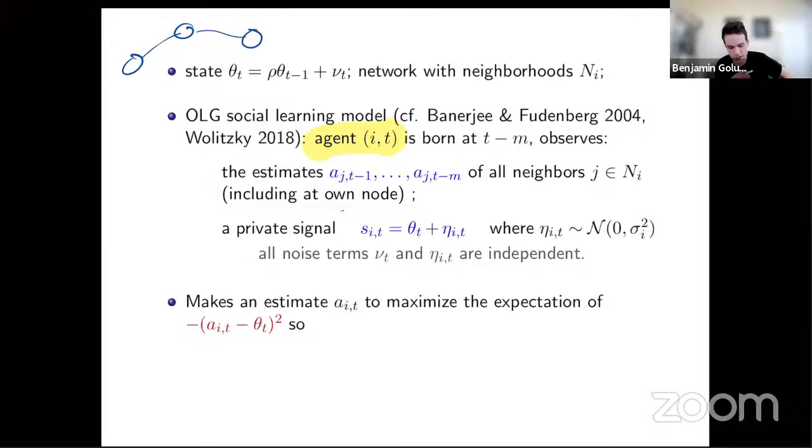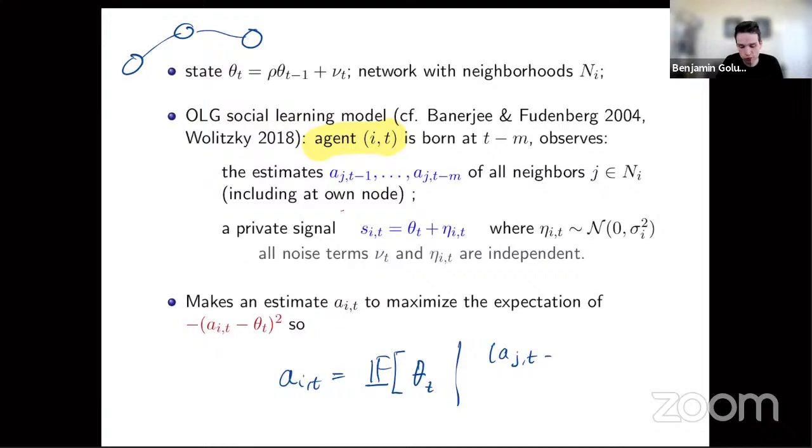And now at some point you are a senior and it's time for you to act. And at that time you receive your own private signal about the state, you do your research. And that signal looks like theta t plus eta i t. It's just for you, the time t agent, that's your private signal. And then finally you are going to do your best to take an action matching the state. So a i t is just going to be the subjective expectation of theta t given all your observations, which is, you know, all these a j's.